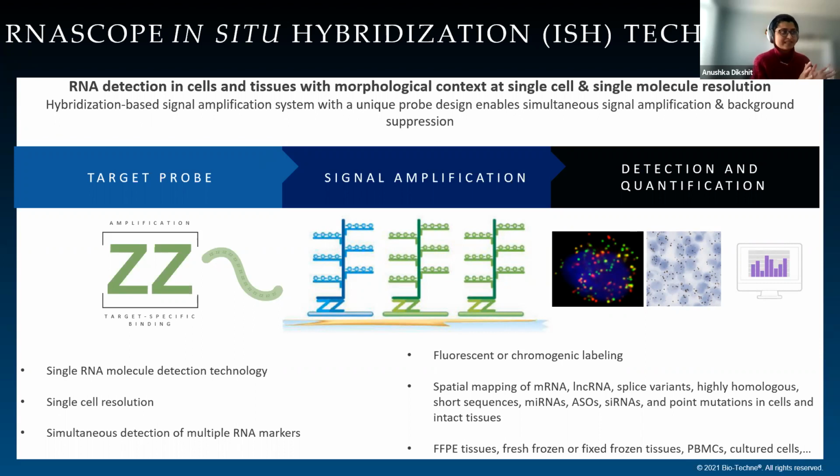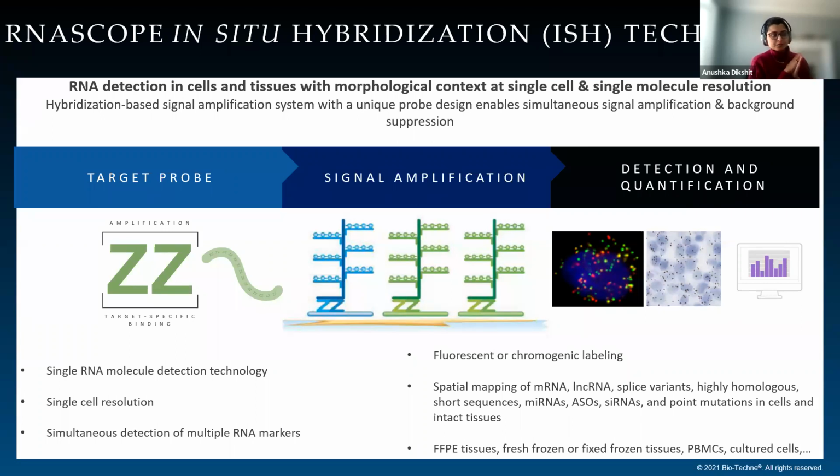And we enable this in a fluorescent and chromogenic platform. So overall, over the years, we have modified our assay to make it compatible with different sample types and for different RNA species, including mRNAs, long non-coding RNAs, splice variants, highly homologous sequences, siRNAs, ASOs, point mutations, and so forth. So this incorporates a very large range of pathologically significant RNA species that can be visualized using this assay.